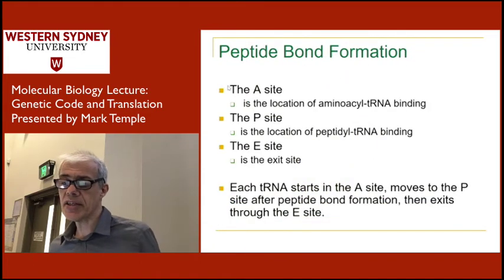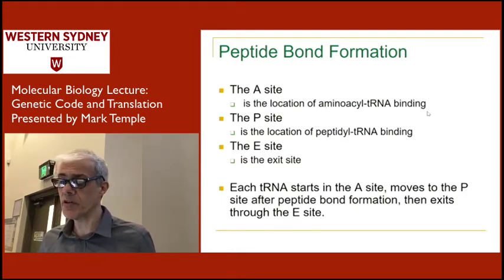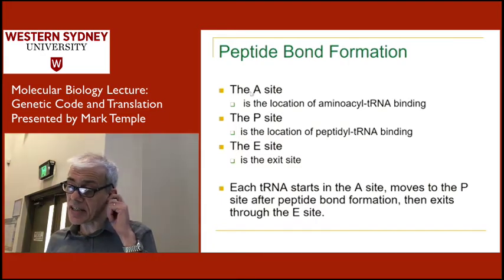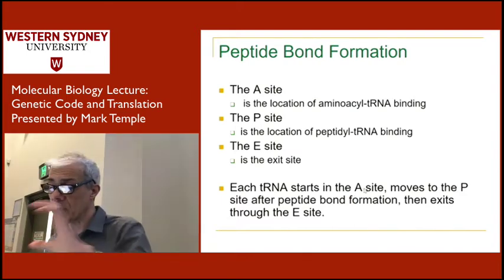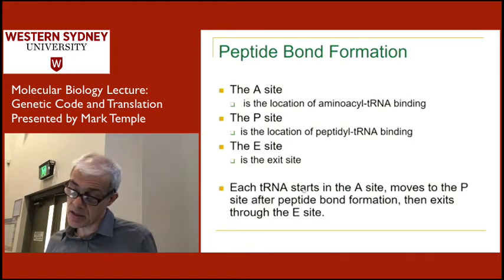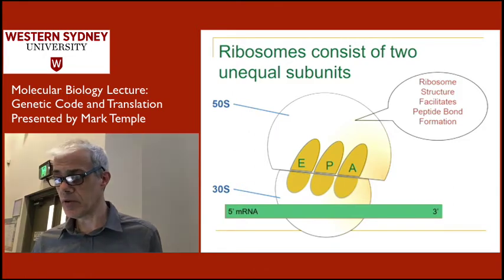So we have three sites: A site, P site, E site. The A site is named because it's the location of the aminoacyl-tRNA, so the transfer RNA with the amino acid attached. The P site is the growing polypeptide chain attached to a transfer RNA, and the E site is where the transfer RNA without an amino acid exits. So each transfer RNA starts in this A site, and then as the ribosome shuffles along the messenger RNA, that transfer RNA is moved from the A site to the P site to the E site. So those are the sites I was talking about.